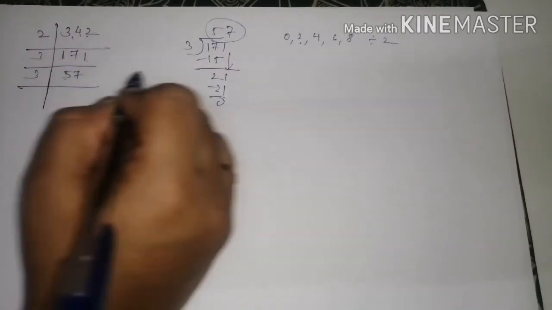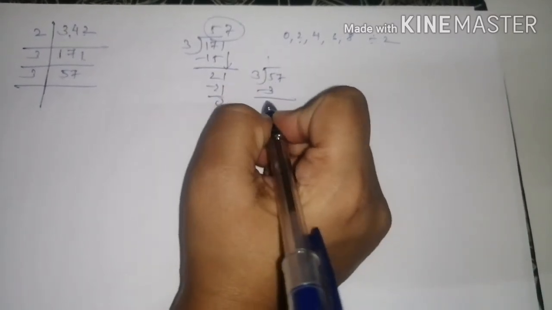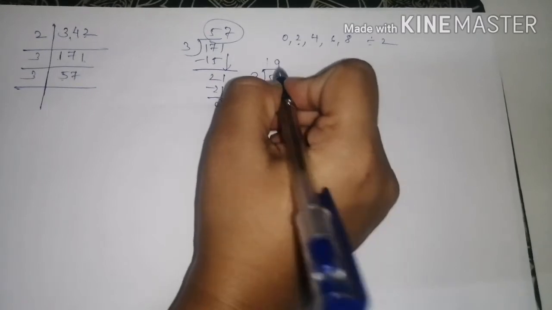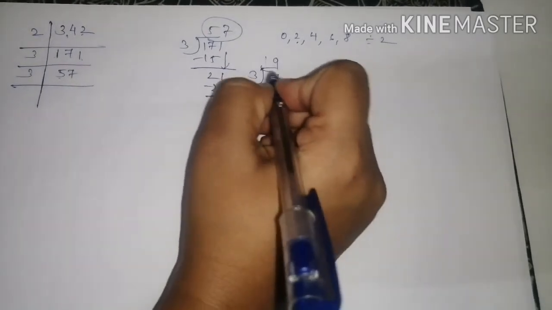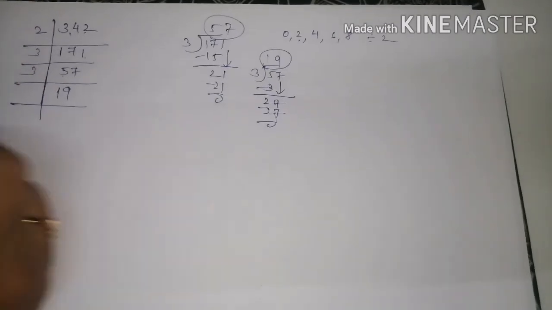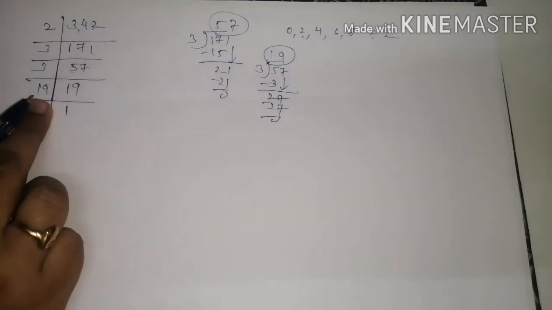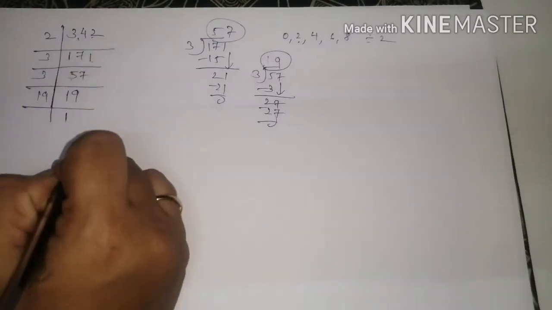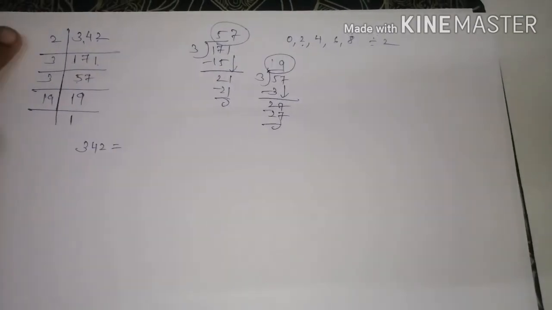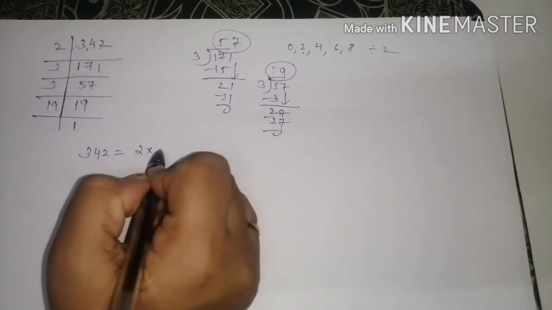So 57, if you divide by 3, what will you get? 3 ones are 3. 5 minus 3 is 2. Take this 7 down. 3 nines are 27. So you got 19. Now children, 19 is a prime number only. So no need of searching. 19 ones are 19. It will come in the table of 19 only. So these are all factors of 342. You have to write it down: 2 multiplied by 3 multiplied by 3 multiplied by 19.